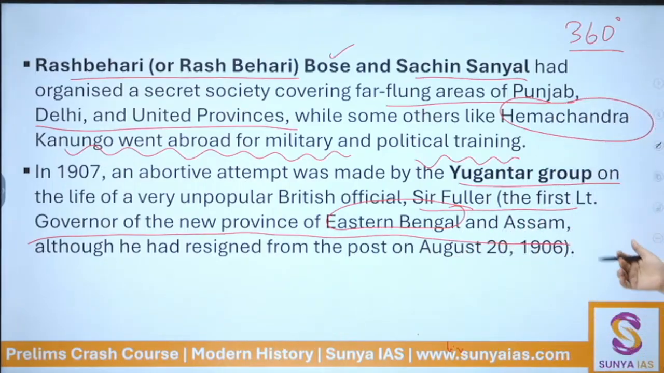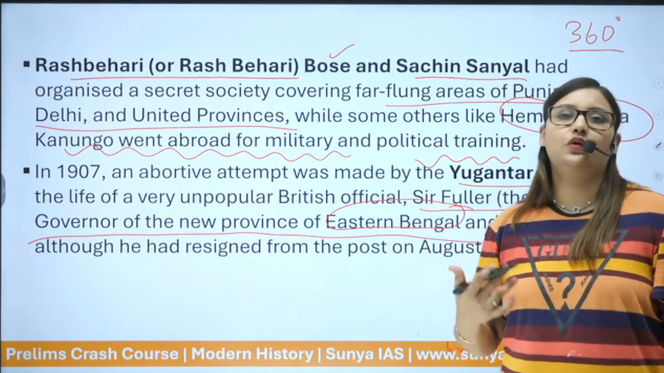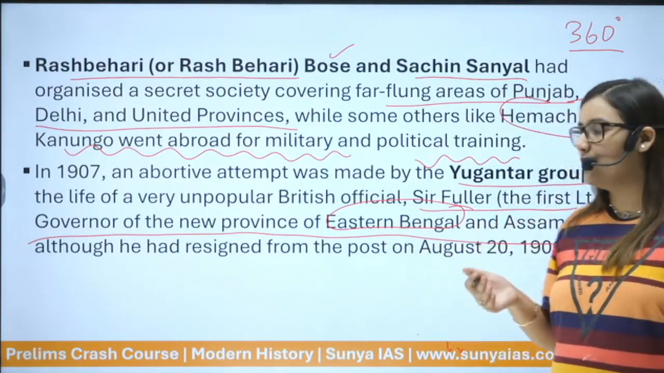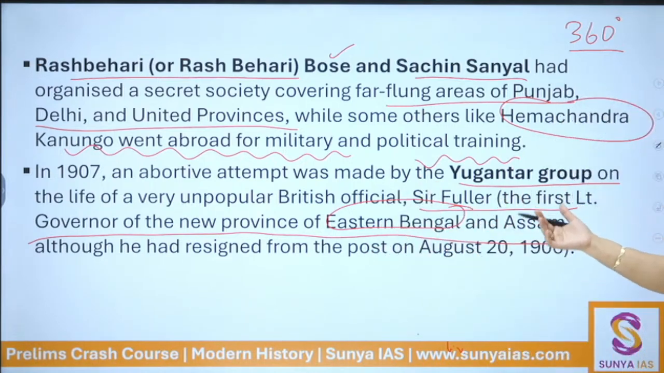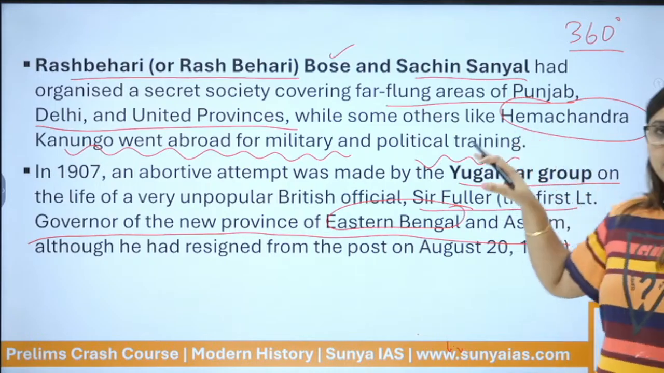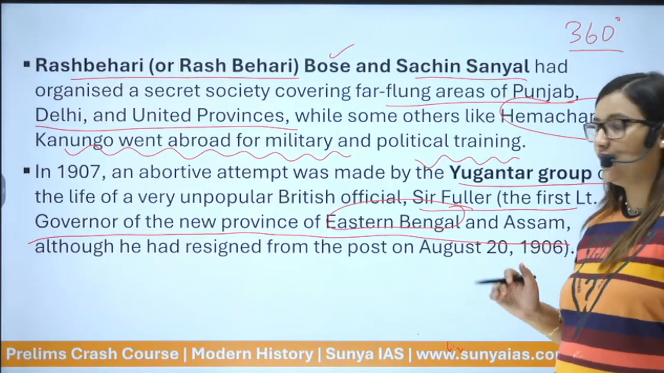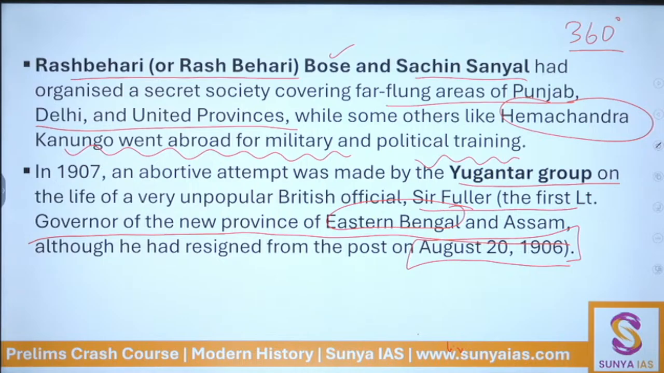As you know, Eastern Bengal was a Muslim-dominated area, and the Britishers created it to follow the divide and rule policy, and somehow wanted to create a disturbance. So the new governor, the first governor, Sir Fuller, was the British official. But before they could kill him or do something against him, he had resigned from the post. He resigned on August 20th, 1906.